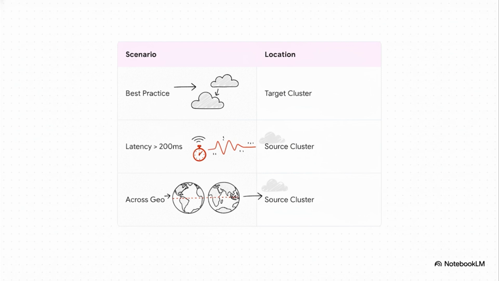Let me repeat that because it's a big one. You deploy on the target unless latency exceeds 200 milliseconds. For example, if you're migrating from a legacy data center in New York to a brand new target cluster in London, where does the appliance go? The source. Memorize that 200 millisecond threshold. It'll save you points for sure.